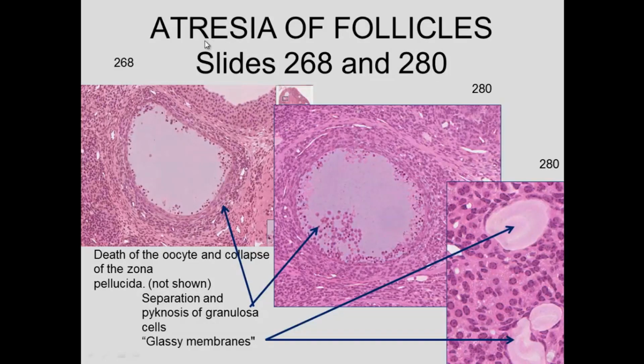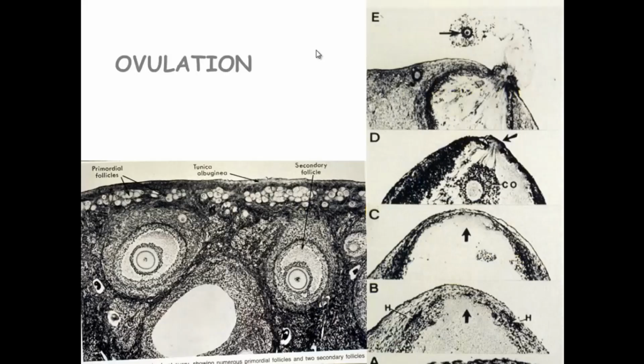Now, the corpus albicans is the final product of the corpus luteum, as we'll see later. But this is an atretic follicle, and most of the follicles in the individual female will undergo atresia. And if it's not going to undergo atresia, it develops into secondary and then tertiary, and ultimately it ruptures through the germinal epithelium and is ovulated.